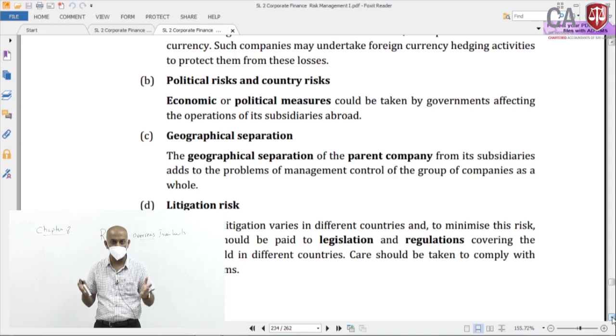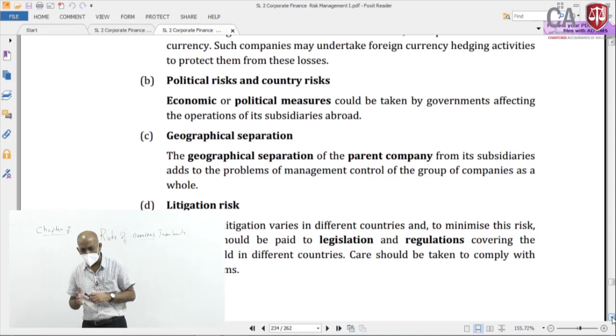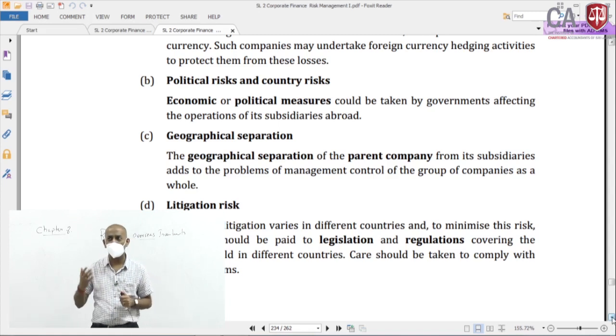Their consistency is not there in the policies. So political risk and country risk is about those. The country also, in addition to the political, the country itself can have certain other risk.